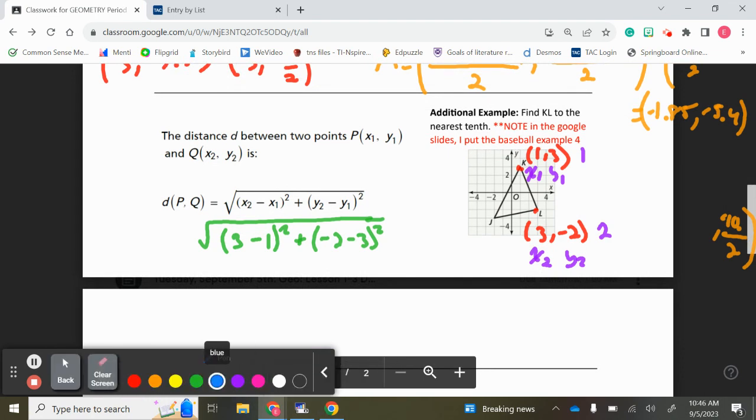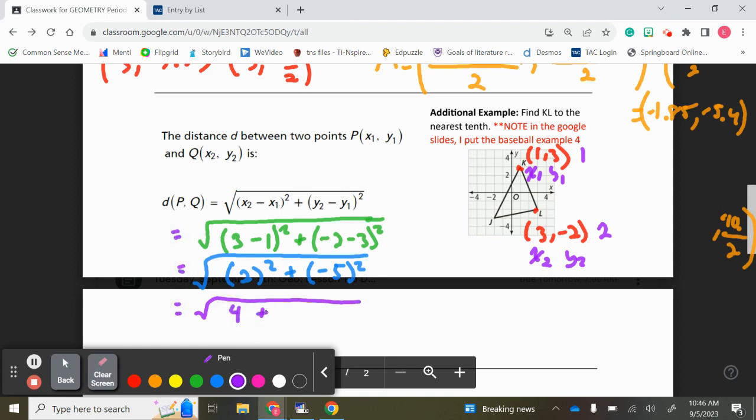From here, I'm going to simplify. So this is going to be 3 minus 1, which is 2 squared, plus negative 2 minus 3, negative 5 squared. 2 squared gives me 4. Negative 5 squared gives me positive 25, not negative 25. Negative 5 times negative 5. This gives me the square root of 29.